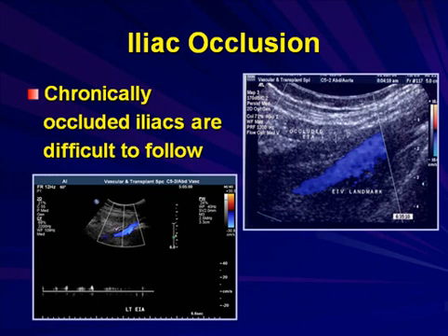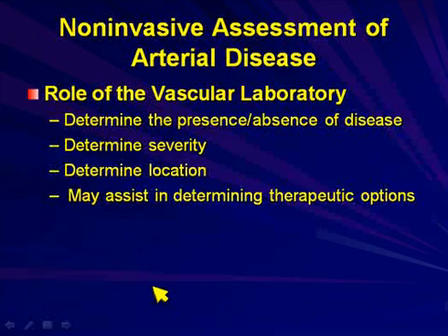Now, iliacs, once they've been chronically occluded, are very difficult to see. They begin to blend in with the surrounding tissue, and so you really need to use your vein as your landmark to help you see it and find it, and then you can put your spectral Doppler in where you see the sort of atretic artery and confirm that there's no flow when you suspect occlusion.